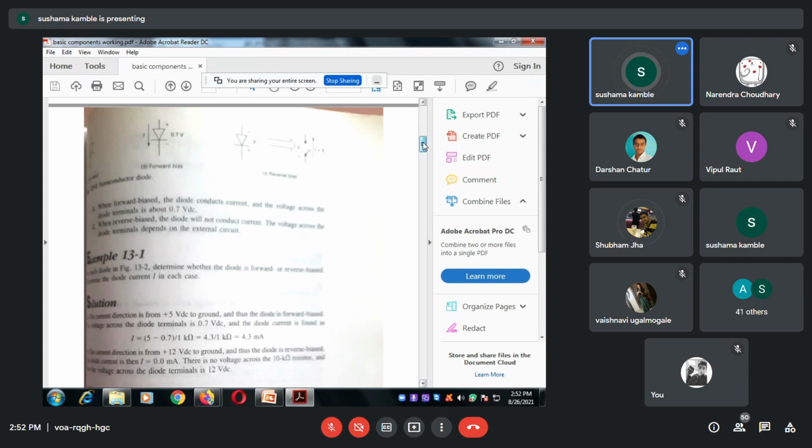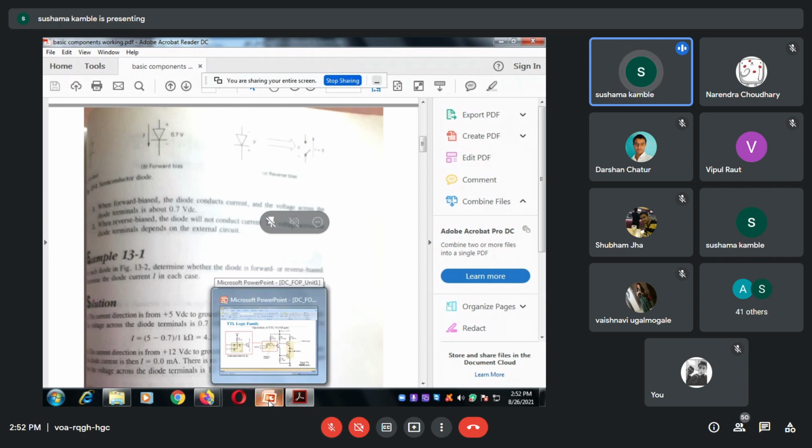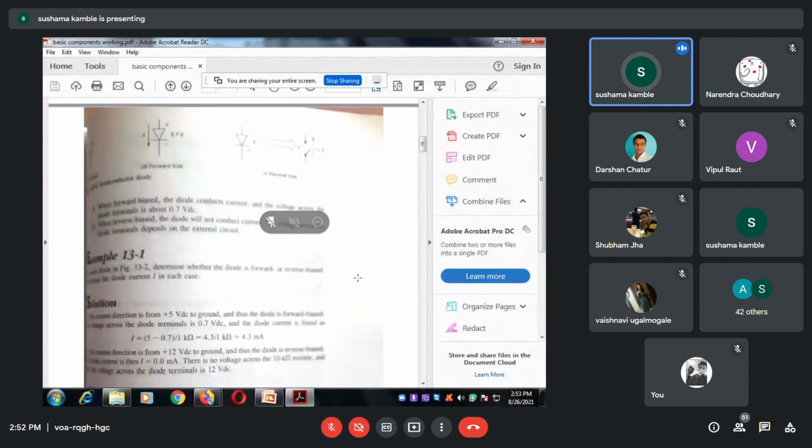Did you get it on the net? Ma'am, I haven't found the PDF. No? Okay. See, before turning towards this circuit, we'll see how the diode works and how the transistor works. It is just a revision of your basic electronics.